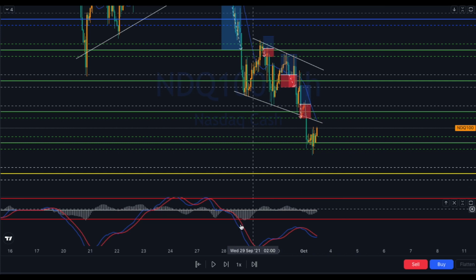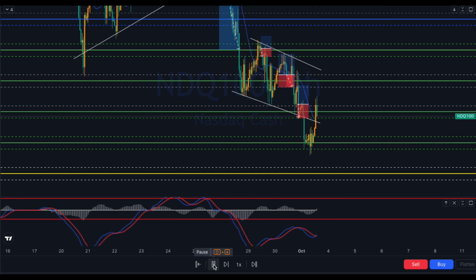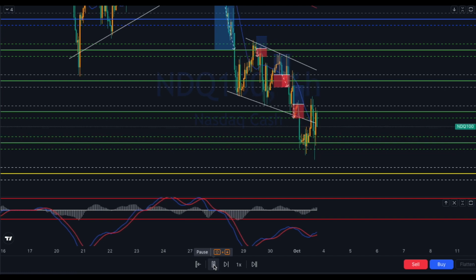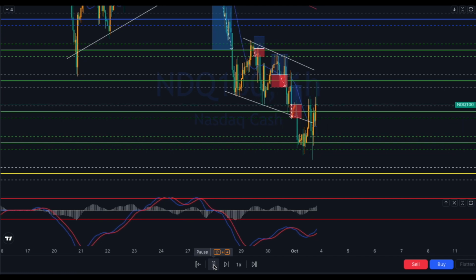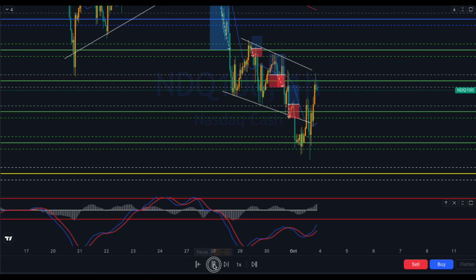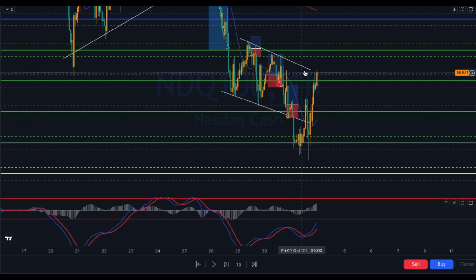Wherever it is right now, it's not worth me putting in a trade. It's left the zone that I want it in. Done that there. Okay, cool.